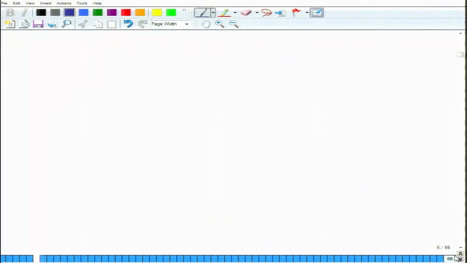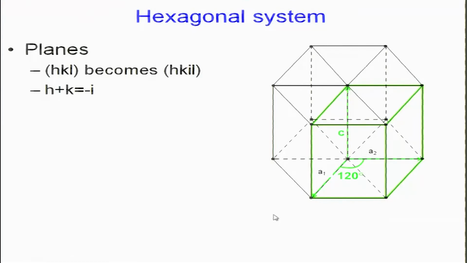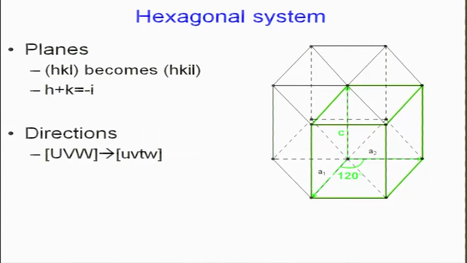So what I am going to do now is give you the knowledge of the system on the basis of some PowerPoint. It is easier to draw there. HKL becomes HKIL and H plus K is equal to minus I, and direction UVW becomes UVTW. These are the relations between small u and capital U, and small v and capital V.